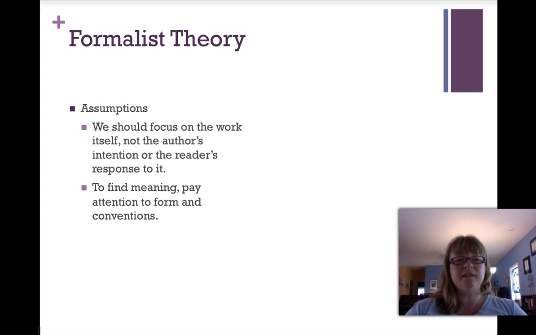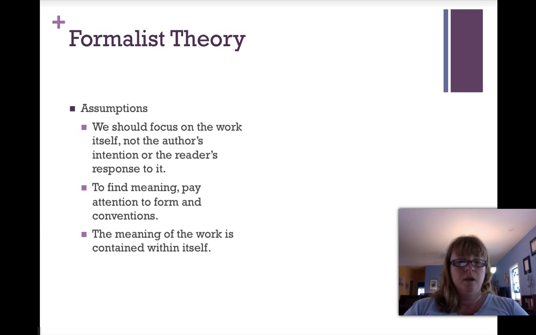All right, formalist theory says that if you want to find the meaning of a work, you've got to pay attention to the form of the work and to varying conventions. So the meaning of the work is contained within itself. So you can look at a poem and figure out what it means without knowing the historical background or who the author was or anything like that.